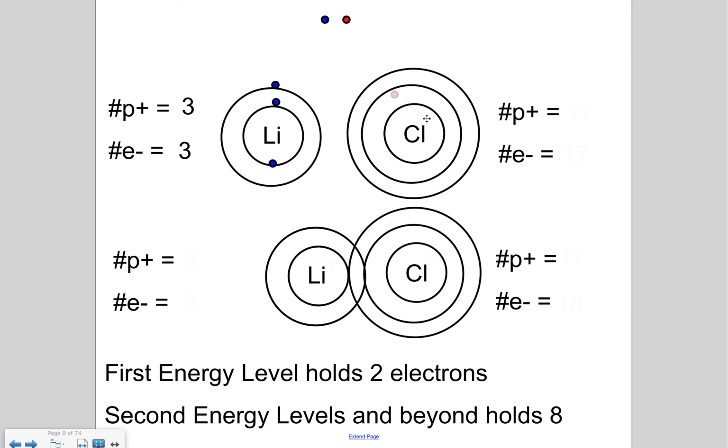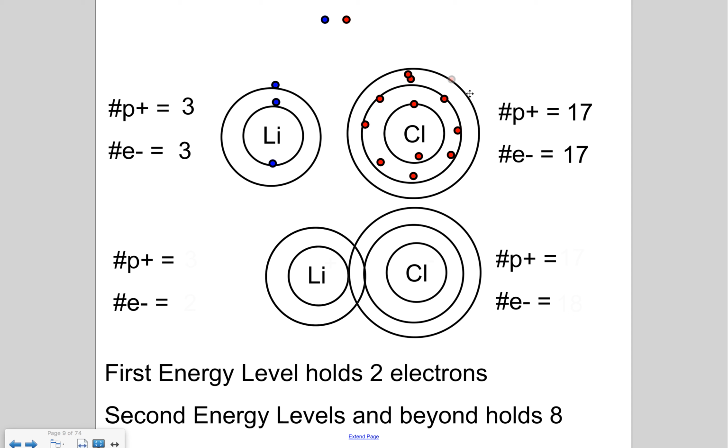And now I had to choose chlorine, which is 17. Holy smokes. So 1, 2, 3, oh boy, 4, 5, 6, 7, 8, 9, and 1 more, 10. Okay, so this energy level is filled. Now it has 8. So now I'm going to move up to the third energy level.